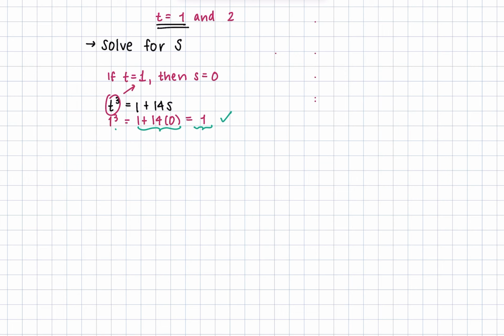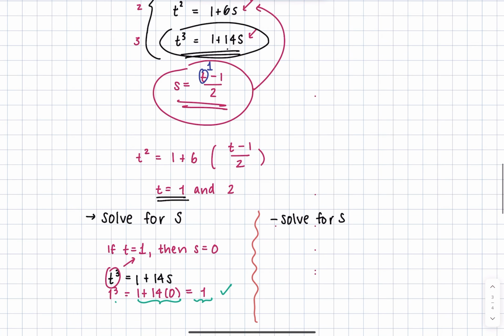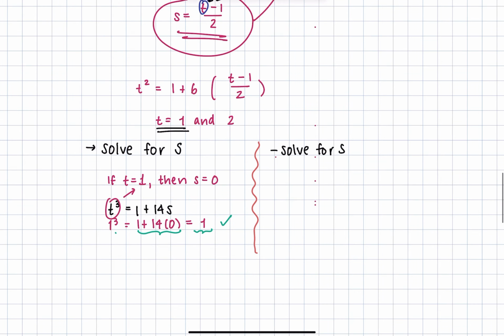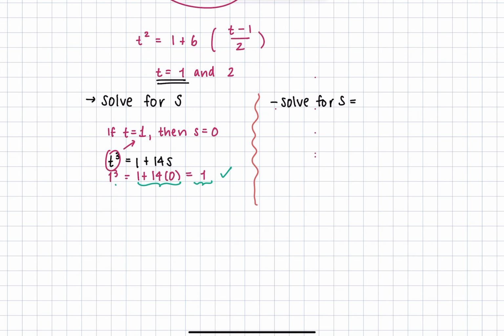Now let's check time equals 2. Again I'm going to solve for s. If I plug in 2 for t, instead of 1, 2 minus 1 is 1, divided by 2 is a half, so s equals 1/2. So if t equals 2, s equals 1/2.